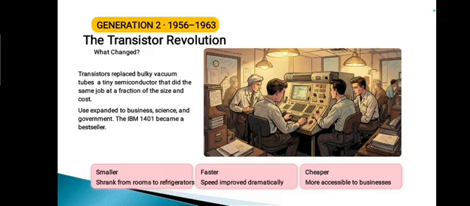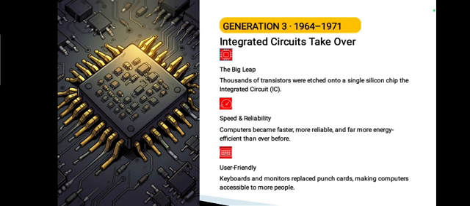The next generation is generation 3, in the period of 1964 to 1971. In this, integrated circuits take over. The first one is the big leap: thousands of transistors were etched into a single silicon chip, the integrated circuit. The second one is speed and reliability: computers became faster, more reliable, and far more energy efficient than ever before. It is also user friendly. Keyboards and monitors replaced punch cards, making computers accessible to more people.